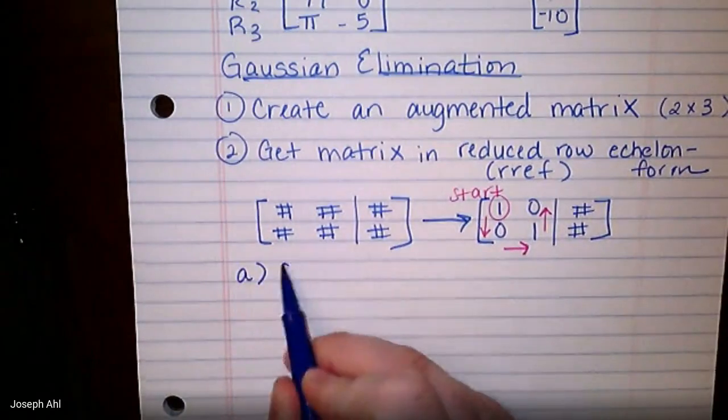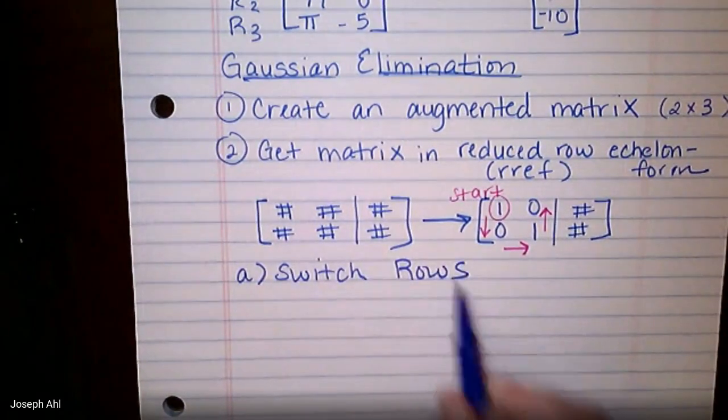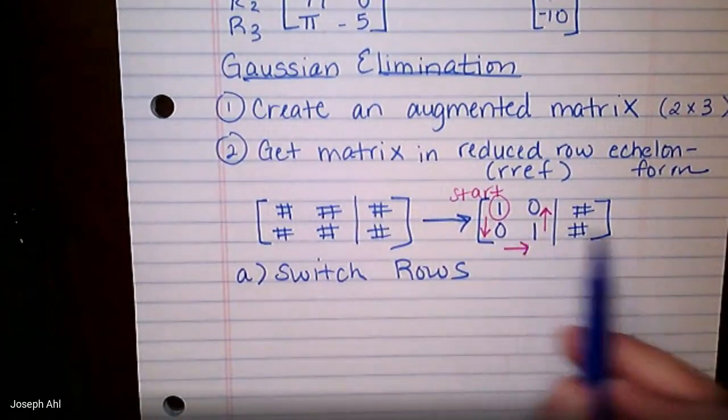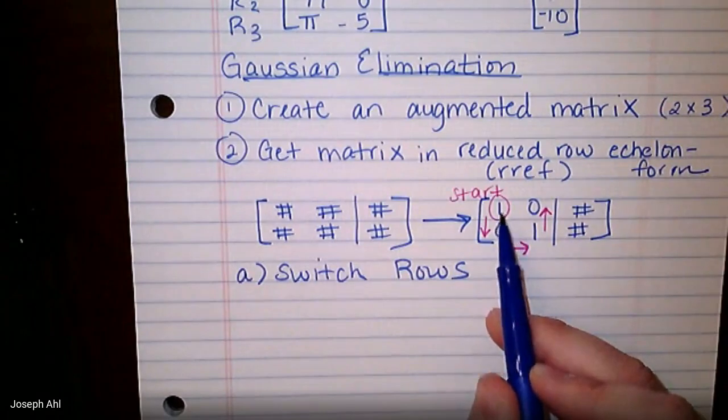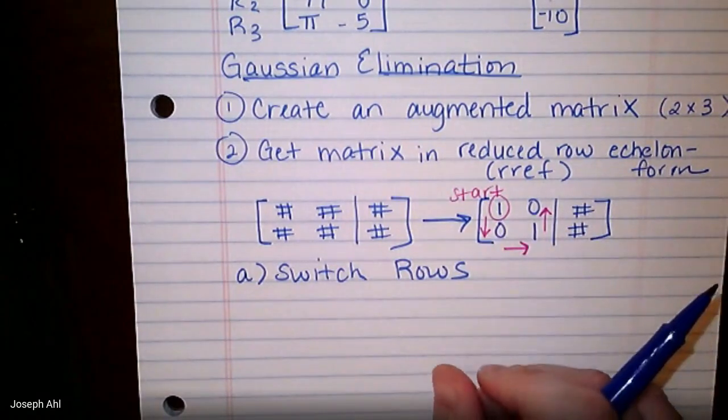Some things you can do to make this happen is you can switch rows. So for example, if there is a 1 in the bottom row and something that's not a 1 above it, you can actually take the entire second row and switch it with the first row. You're allowed to do that.